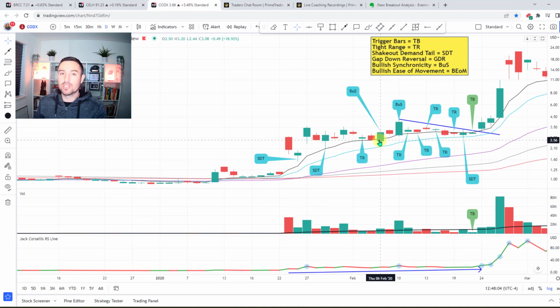We then have a bullish engulfing, bullish synchronicity candlestick. We have another bullish synchronicity candlestick, and then this is just an observation. There is clearly demand in the driving seat here, and then what happens in terms of the type of candlesticks you're seeing? Tight range. For the majority of these, there's actually a little shakeout demand tail underneath the 21 EMA. Then you go and put in this perfect trigger bar.